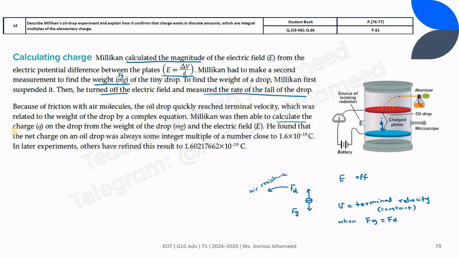Then he was able to calculate the value of the charge on the drop from the weight, which is mg, and the electric field E. He found that the net charge on the oil drop is always some integer multiple of 1.6 times 10 to the power minus 19, which is, like we said, charge or elementary charge cannot be 1/2, half, 3/4, and so on.